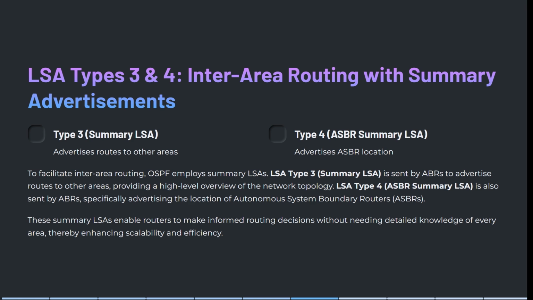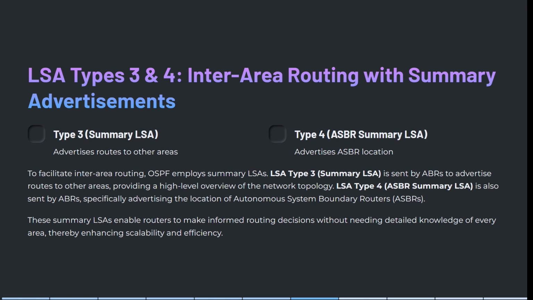LSA Types 3 and 4, inter-area routing with summary advertisements. Type 3, Summary LSA, advertises routes to other areas. Type 4, ASBR Summary LSA, advertises ASBR location. To facilitate inter-area routing, OSPF employs summary LSAs.